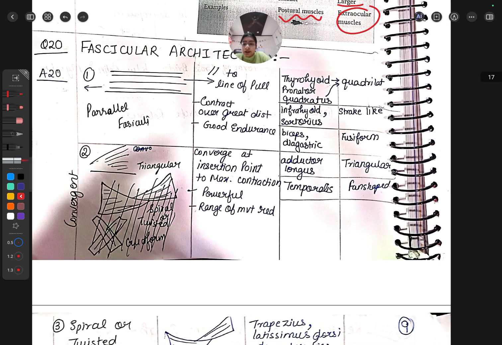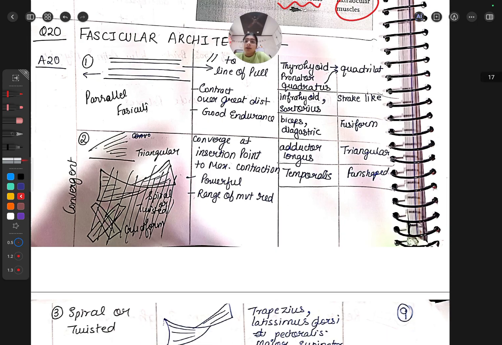Next is convergent fasciculi. When it is converging, like this, these are converging fasciculi. They converge at the insertion point. Where is the insertion point? We should know that it is the part which is going to move, right? Origin is where it is attached, and insertion is what is being moved. So when it is converging, according to the physics of pressure, it will be a powerful one, and we can see the range of movement here. Examples are written here, you can refer to them.